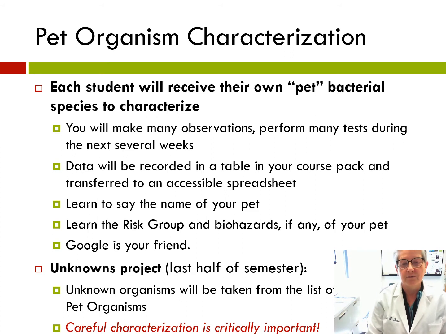You should learn the risk group and biohazards, if there are any, associated with your pet. I did put on Moodle that bacterial pet chart, and it includes the risk groups, so you can look that up. The risk group is particularly important if you're actually physically working with the bacteria. You would want to know what risk group your bacteria is in and what are the signs and symptoms of infection from working with that bacteria. And you can look this up just by Google, just a short description of signs and symptoms of infection. And you can record that on page 32 of your course pack.